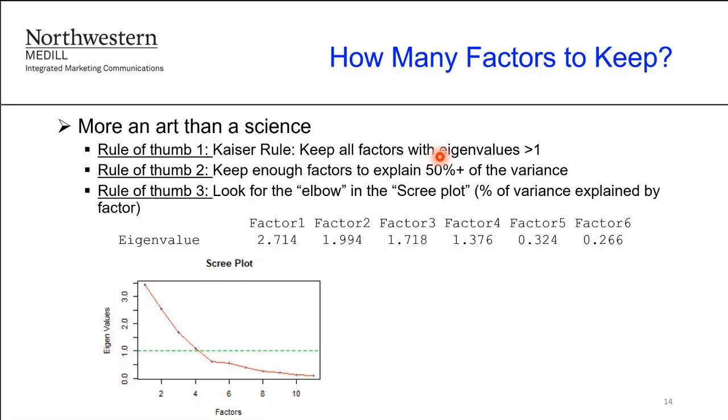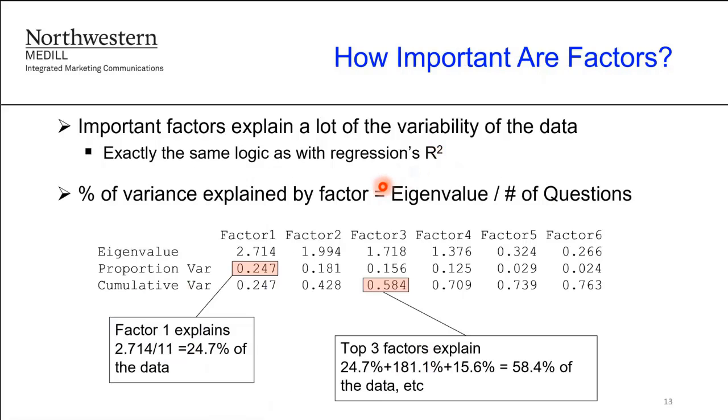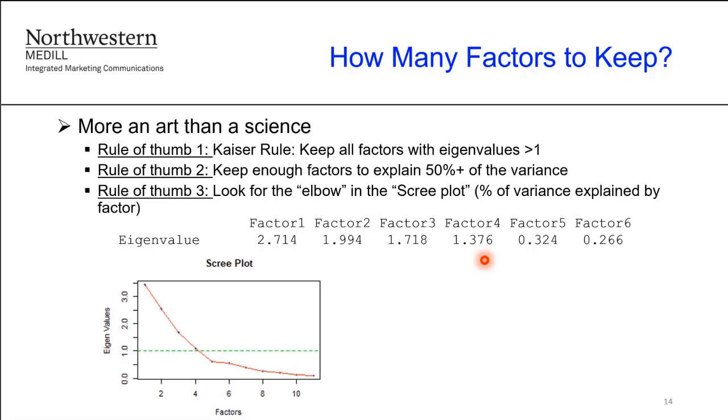If we go back to the slide where the eigenvalues are, we can see the eigenvalues for factors 1, 2, 3, all the way to 6. The eigenvalues of factors 1, 2, 3, and 4 are over 1. So based on the first rule of thumb, the Kaiser rule, we will keep up to 4 factors, because those eigenvalues are over 1.